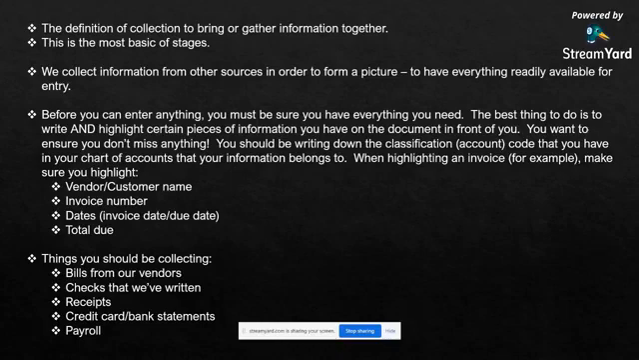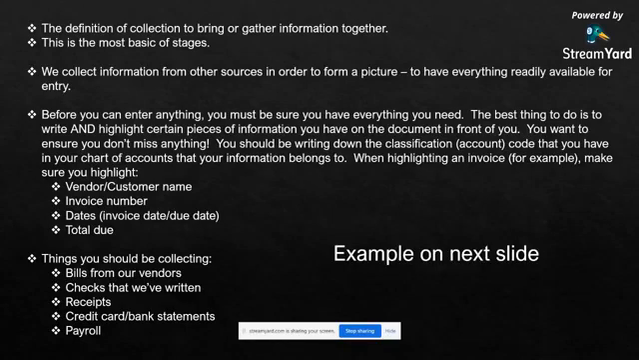The things that you should be collecting are bills from your vendors, checks that have been written, receipts, credit card and bank statements, and payroll. And payroll is a whole different monster. We'll get into that much later. We're not going to worry about that right now.